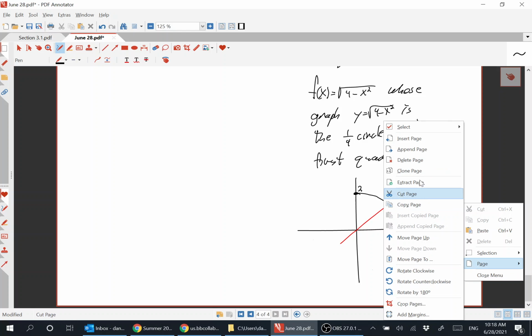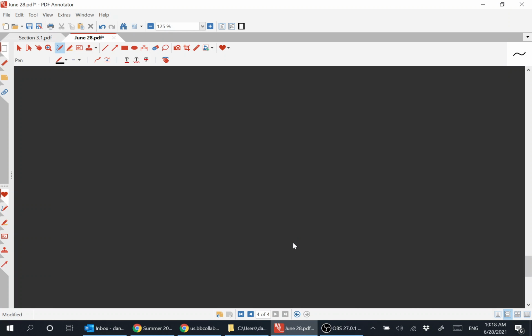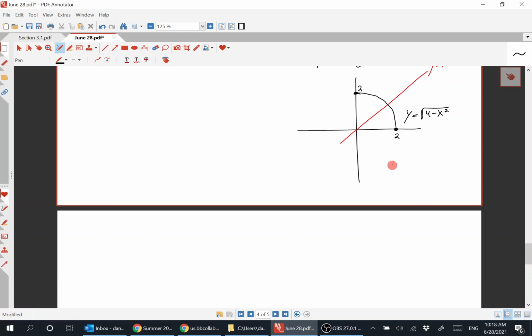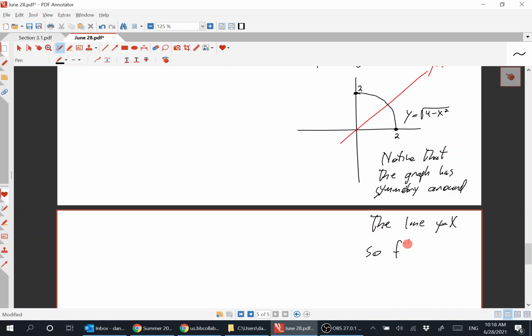Self-inverse, if you will. So notice that the graph is symmetric. Symmetry around the line y equals x. So f inverse of x should be the same as f of x. Let's check algebraically.